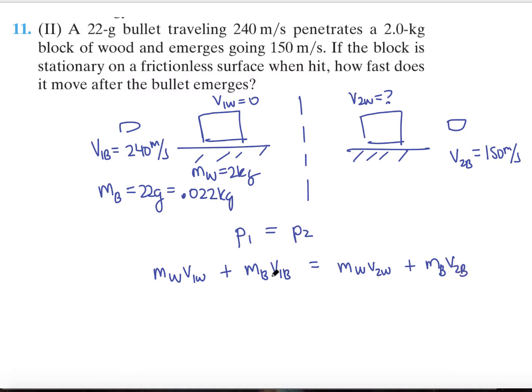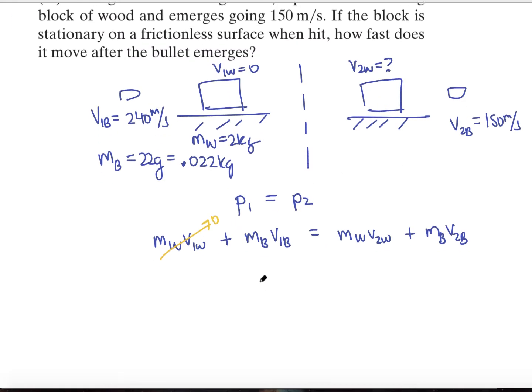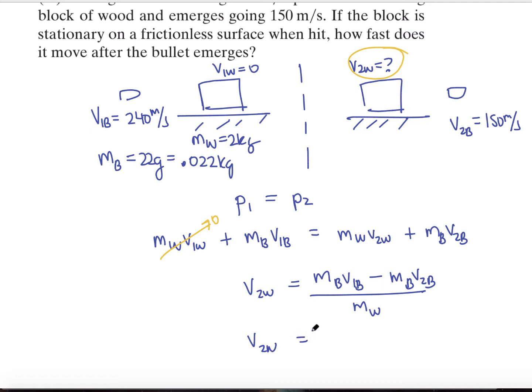So the only thing that's 0 and we can get rid of is the initial momentum of the wood because it is not moving. So now let's go ahead and solve this for V2 for the wood. So rearranging this, we're going to see that V2 for the wood would be equal to mass of the bullet times its initial velocity minus mass of the bullet times its final velocity all over the mass of the wood. So substitute our values.